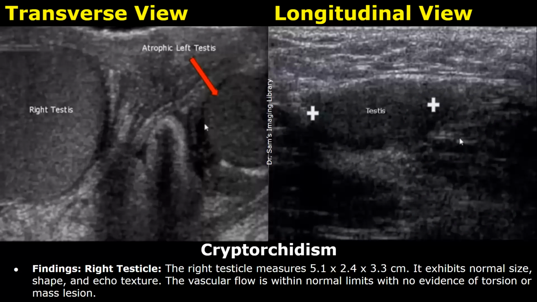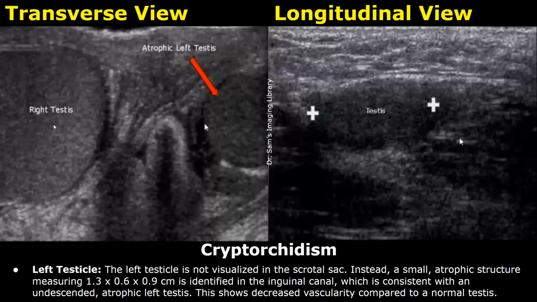This is a report for Cryptorchidism. There is an atrophic left testis. Here are the findings. The right testicle was normal in size, shape, and echo texture, and it also had normal vascular flow.